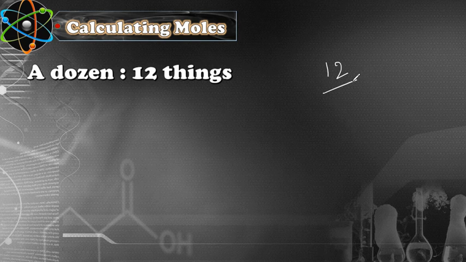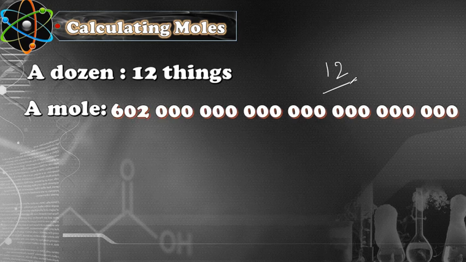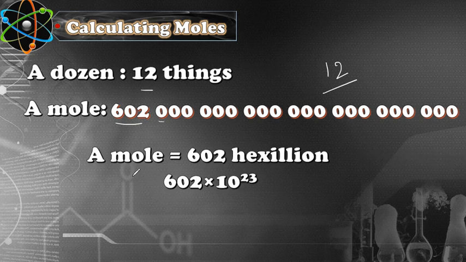But a mole is a quantity which contains 6.02 times 10 to the power of 23 atoms. So in a dozen you have 12 things, but in a mole you have 6.02 times 10 to the power of 23 atoms. And this we call a mole. So a mole equals 6.02 times 10 to the power of 23 atoms. In the book you have it as 6 only.